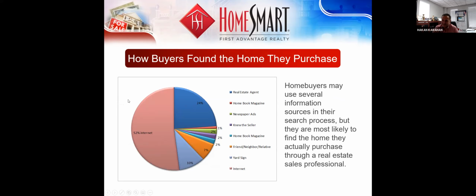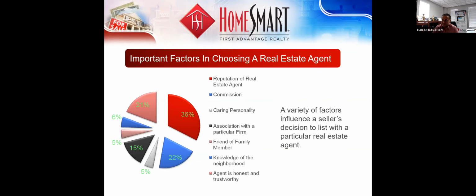Now, 52% of the activity comes from the internet, 24% comes with the agent. Even yard signs have 10% importance. If the seller says, well, I don't want any yard signs, then they want us to do 90% marketing, not 100. And if you look at these home book magazines, 2%. So nobody goes to Wawa and says, I'm gonna buy my dream home by picking up a real estate book at Wawa anymore, right?